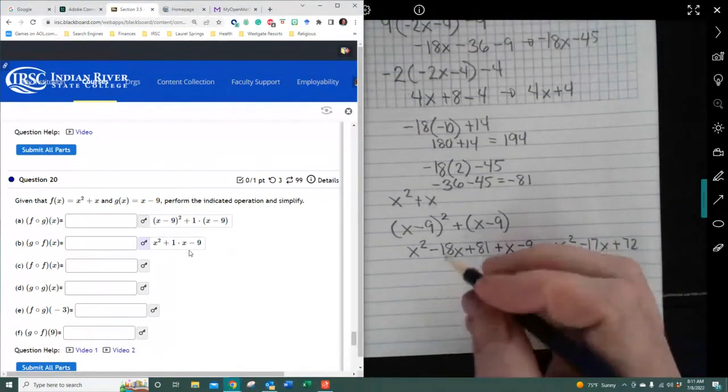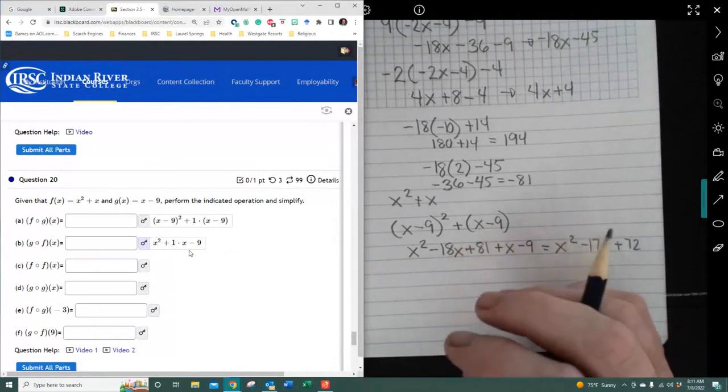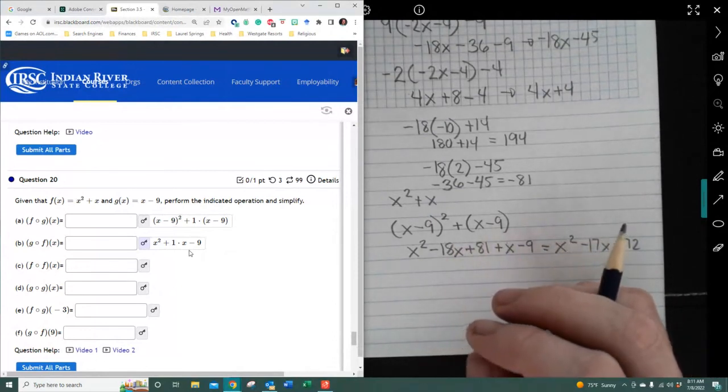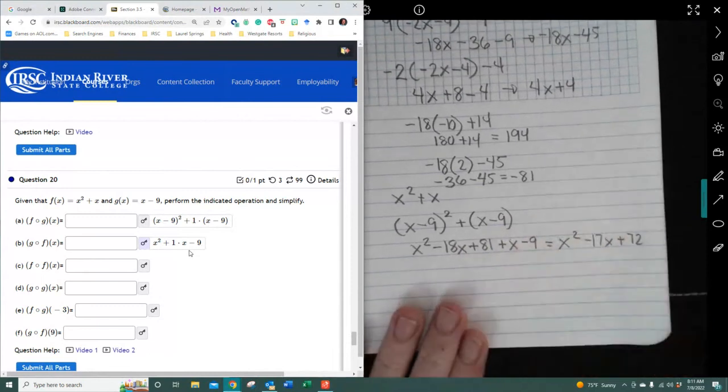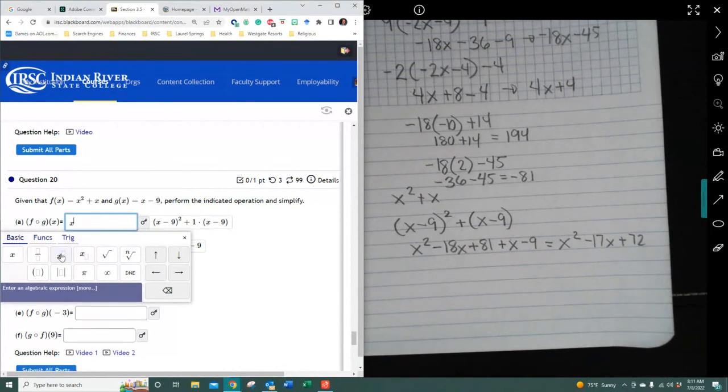The f of x into, this looks goofy. I don't appreciate this right now. I'm going to go ahead and do all these answers. I just don't appreciate this right now. X squared, and then I'm going to come down. Okay, I'm going to put in negative 17x plus 72.